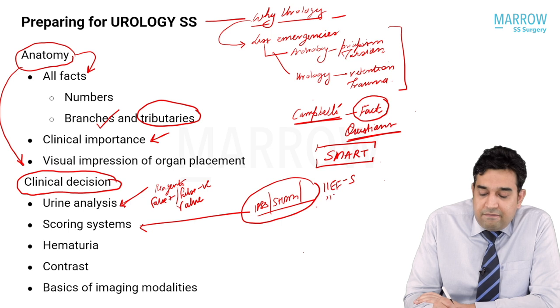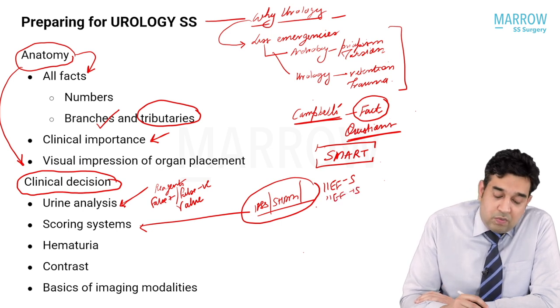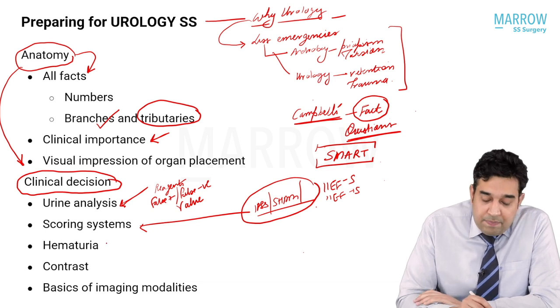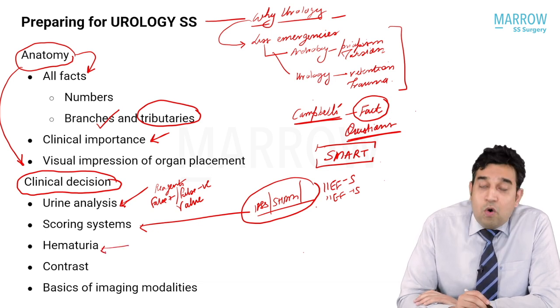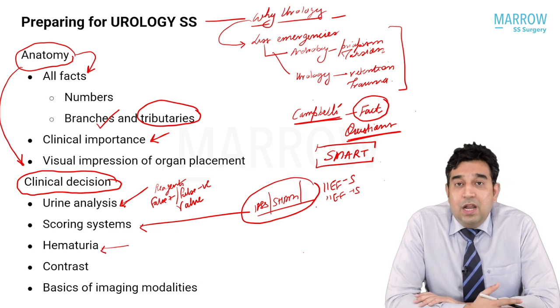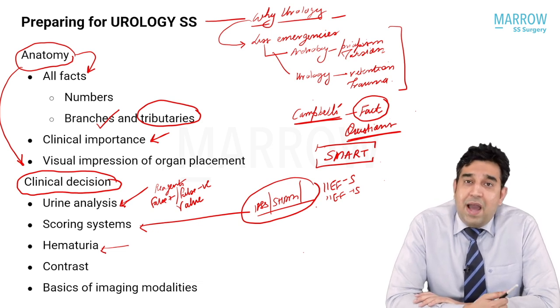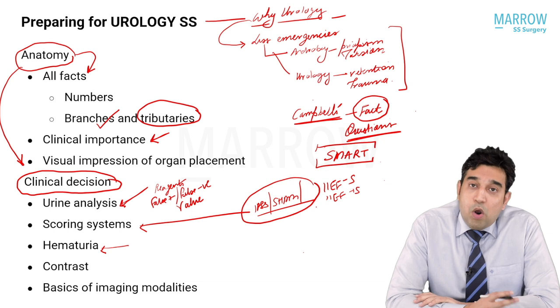IIEF-5, IIEF-15, these are some of the common ones which we have to know. Then a lot of questions also come on hematuria, because the evaluation of microscopic hematuria, macroscopic hematuria, this is an important topic.